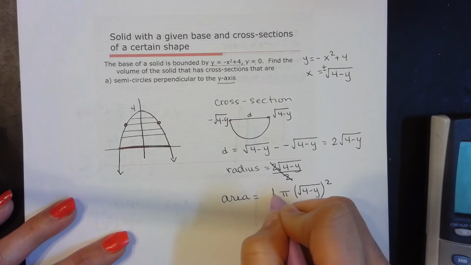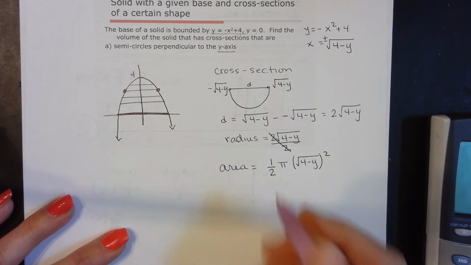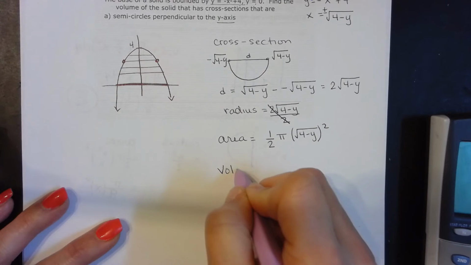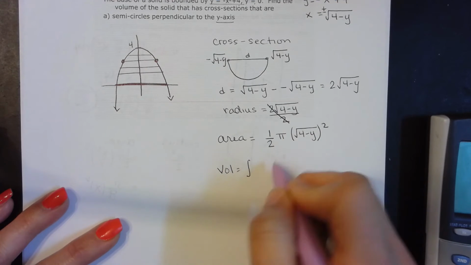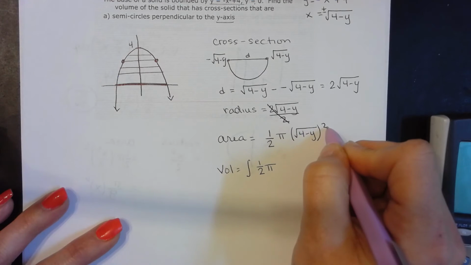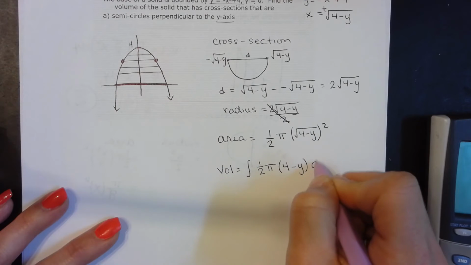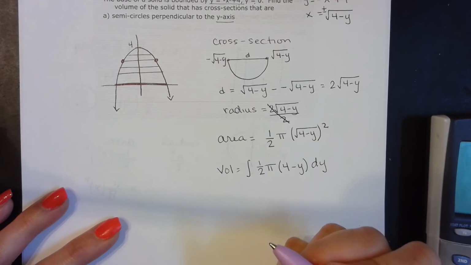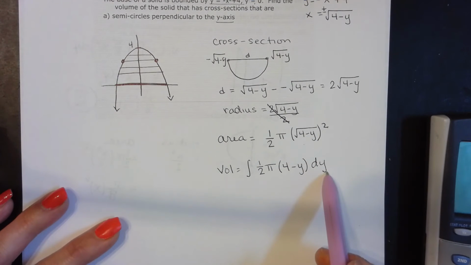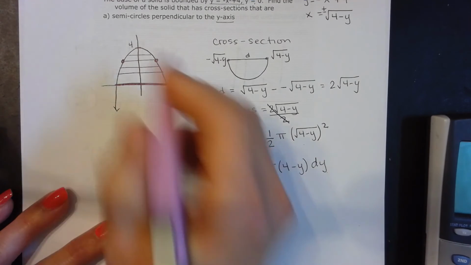That'll make my volume equal to the integral of 1/2 pi. Now squaring the square root makes it just 4 minus y dy this time. Now because everything is in terms of y, this is dy, that also makes the bounds need to be y values. So I'm going from 0 on the axis all the way up to a y value of 4.